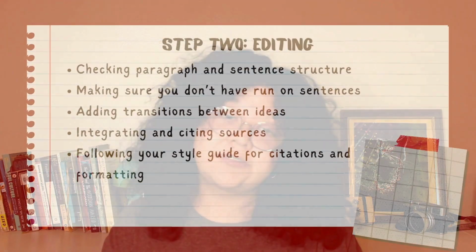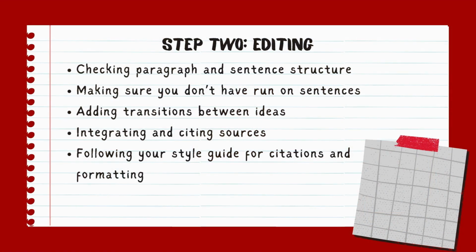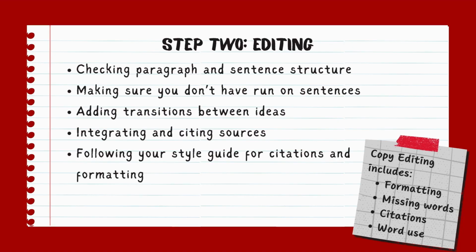Ready for more? Great. Editing, or occasionally referred to as copy editing, is where you're going to change your writing at the sentence level so that everything is easy to understand and follows the guidelines set by your professor or prompt. To edit is to prepare something, such as an essay, for public presentation or publication. Copy editing is another word commonly used for editing and is the process of reviewing your work before publication by correcting mistakes, checking for inaccuracies, and preventing repetition in your writing. This includes formatting, missing words, citations, and word use.